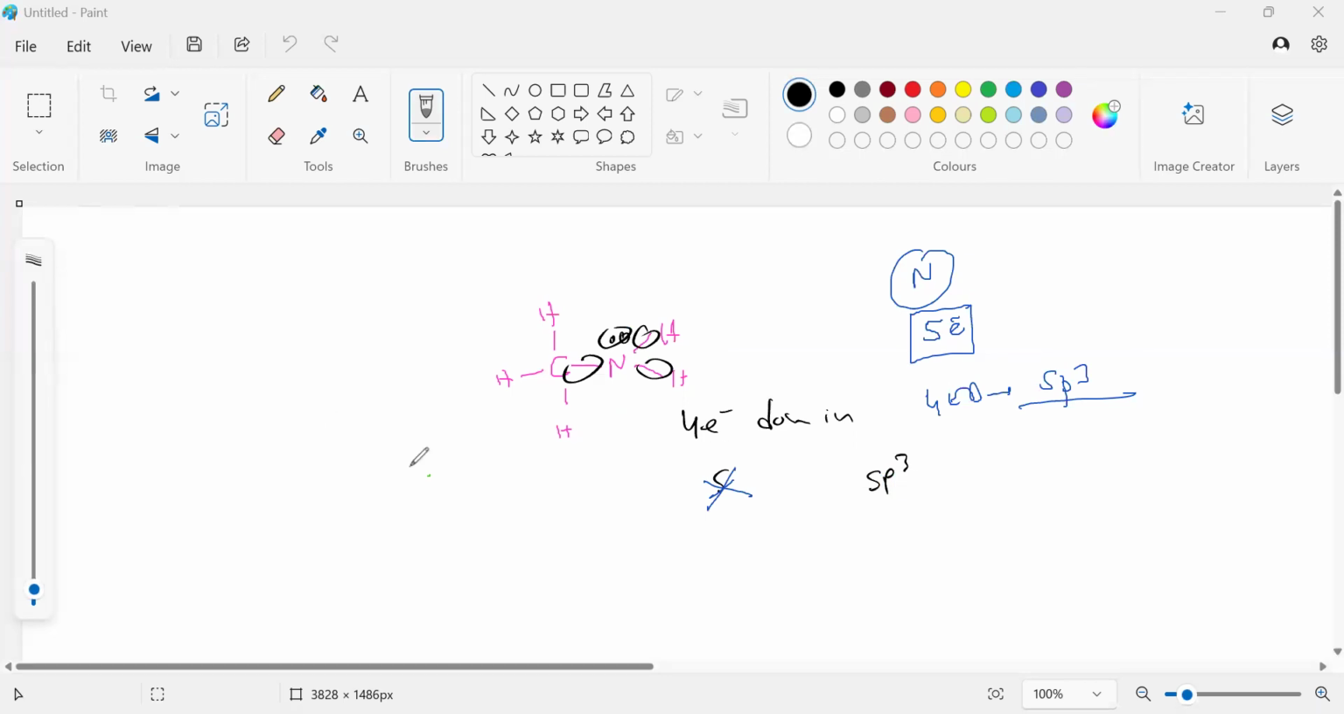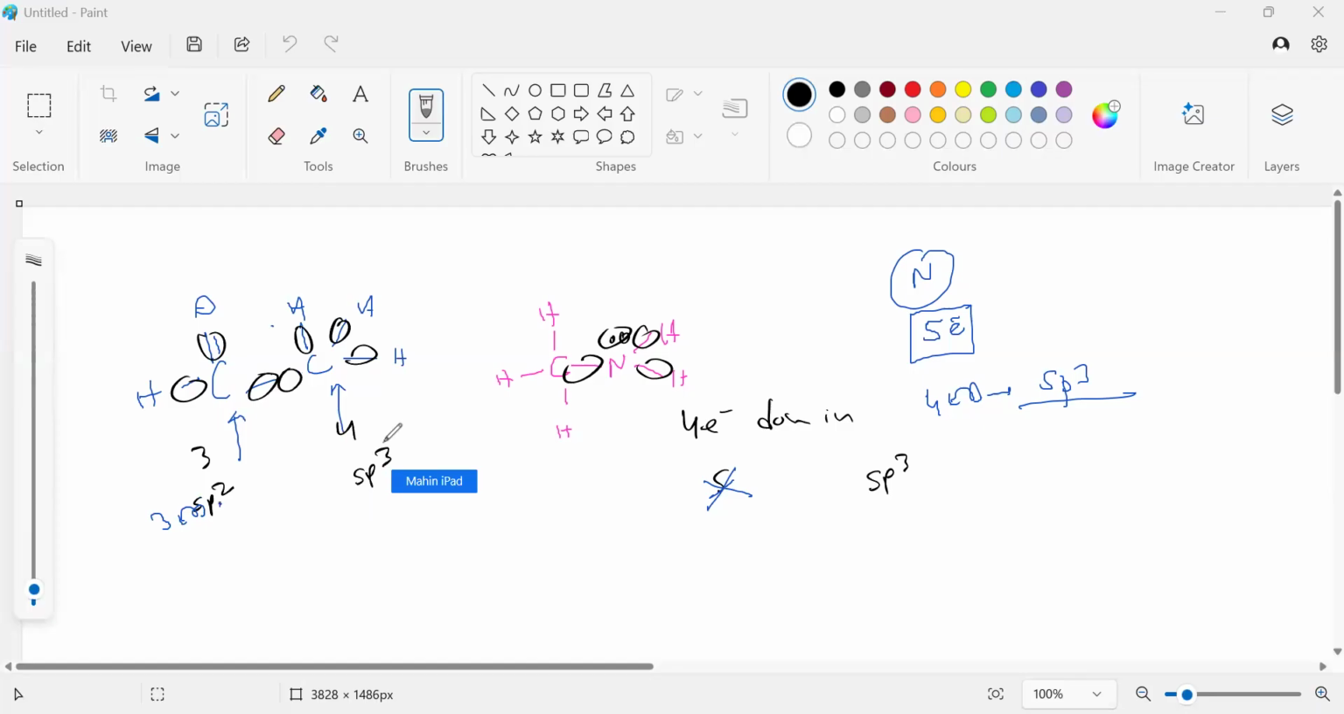Now tell me what will be the hybridization around the carbons. Which carbon? This carbon and this carbon. Count the electron domain first. Circle it. 1, 2, 3. So 3 electron domain, it was sp2. Straight away, simple. 4 electron domain is sp3. Did you get this thing easily now? Absolutely clear?